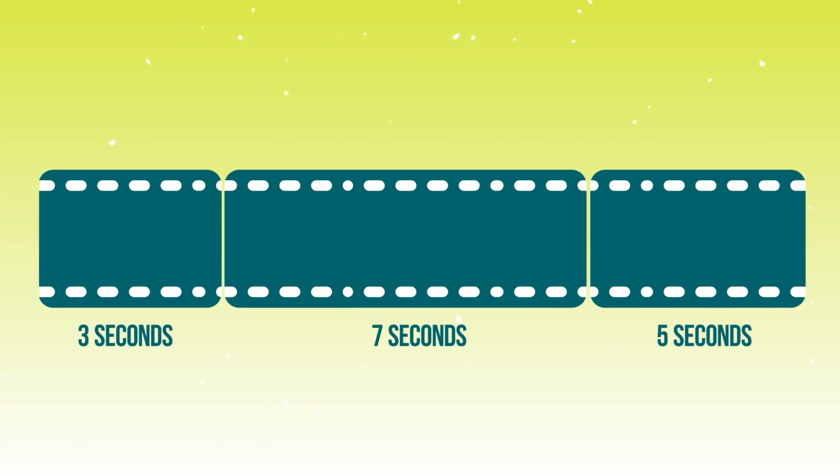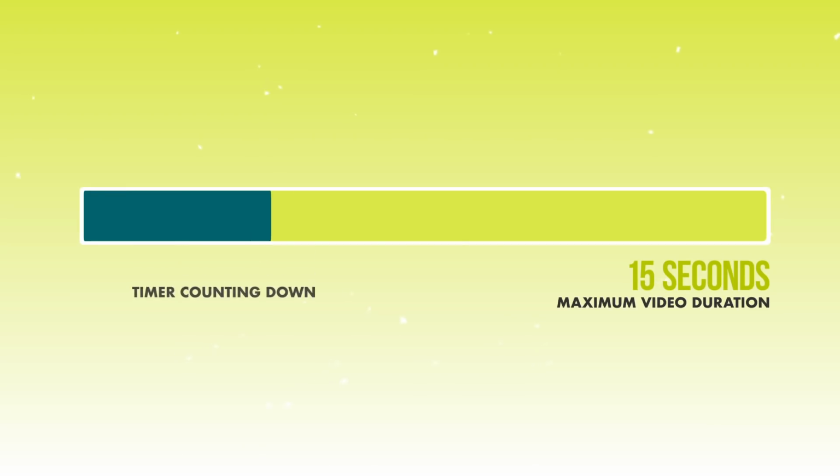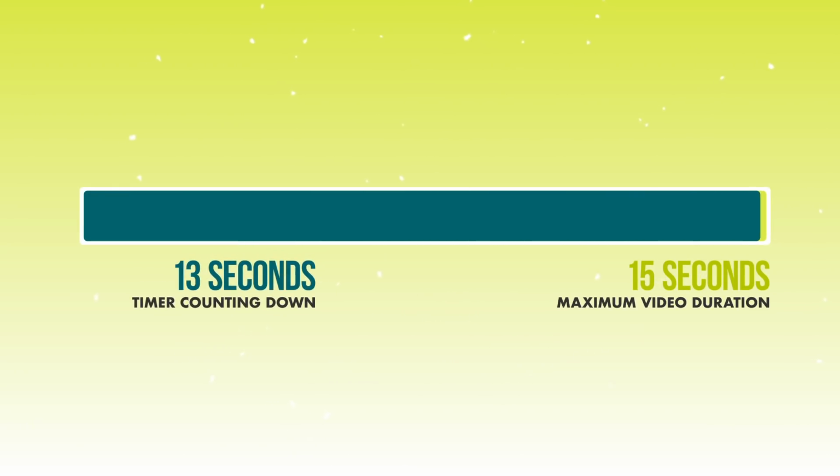Now that you're ready to start recording, it's worth noting that you can film one full clip or multiple clips that will be stitched together. Now you are ready to record. Press and hold the large shutter button at the bottom of the screen. As you're recording, you will notice a red bar appear across the top of the screen. This is your timer that shows you how far into the 15 seconds you have gone.